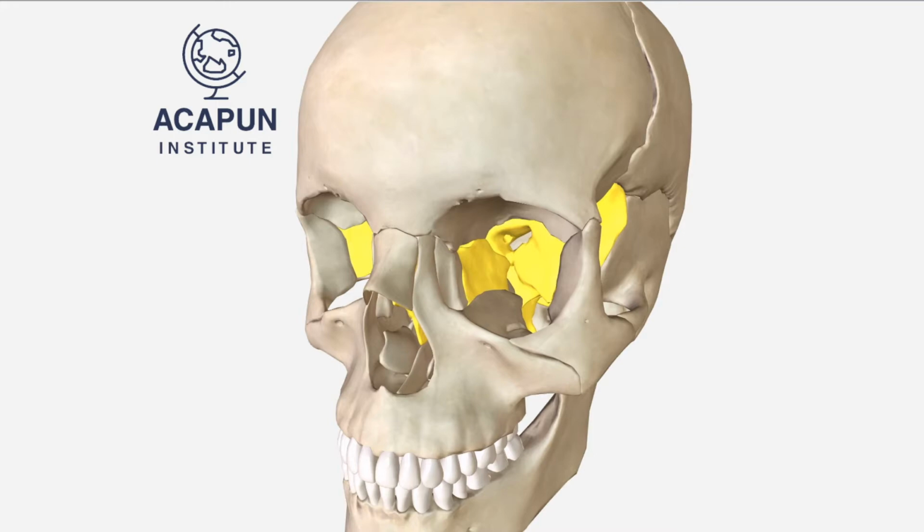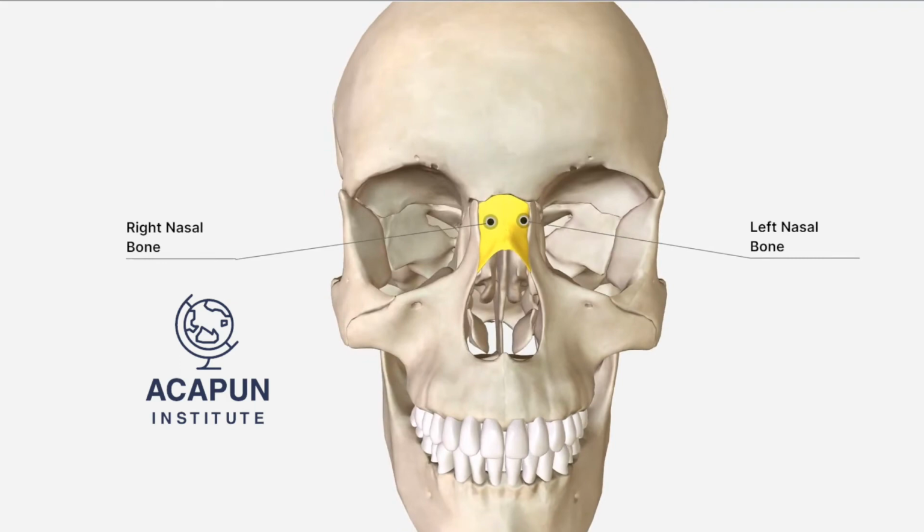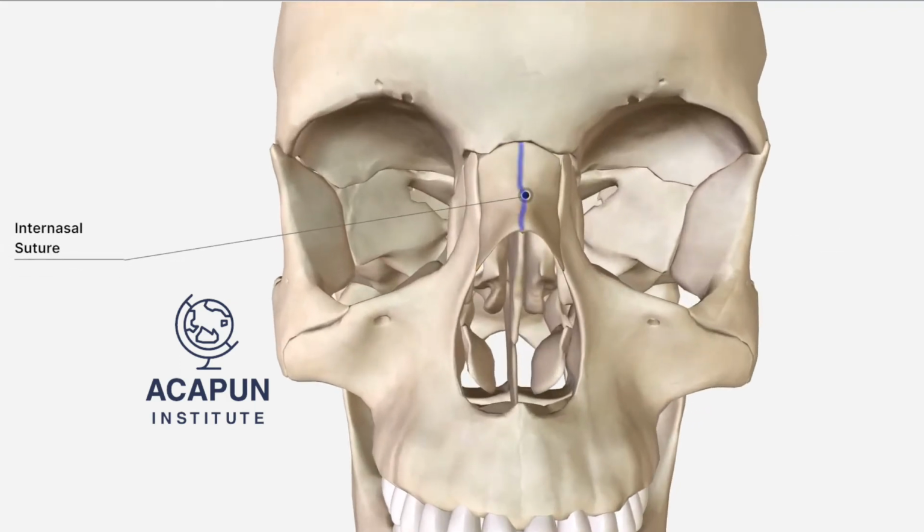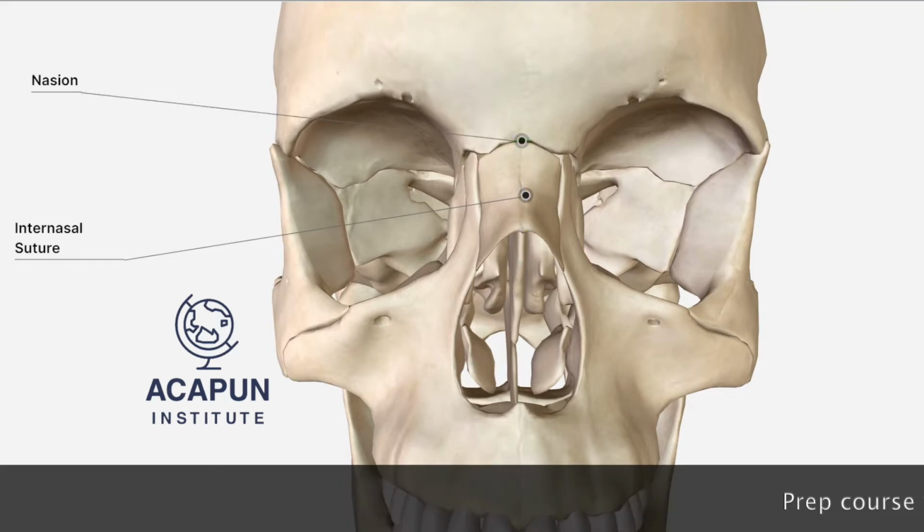Starting from an anterior view of the skull, in the midline we have the nasal bones, which articulate with each other via the internasal suture. This point here is nasion, which is the intersection of the frontal and nasal bones. The articulation with the frontal bone is via the frontonasal suture.